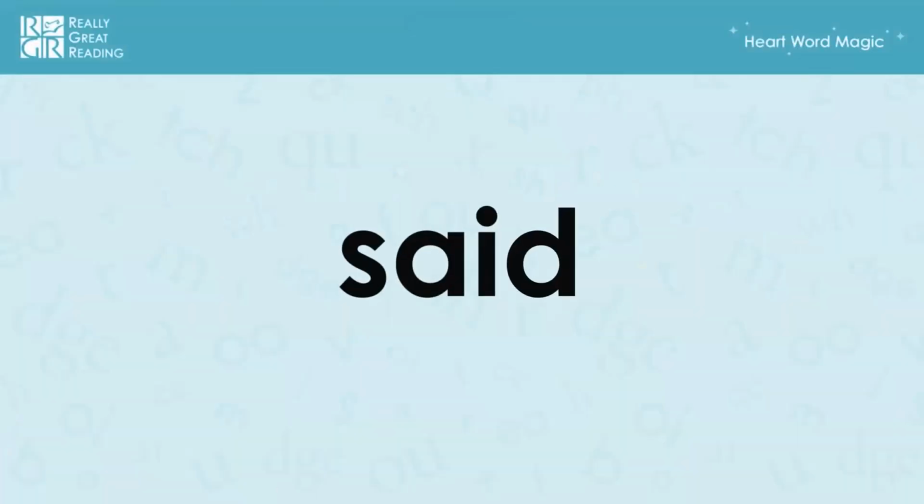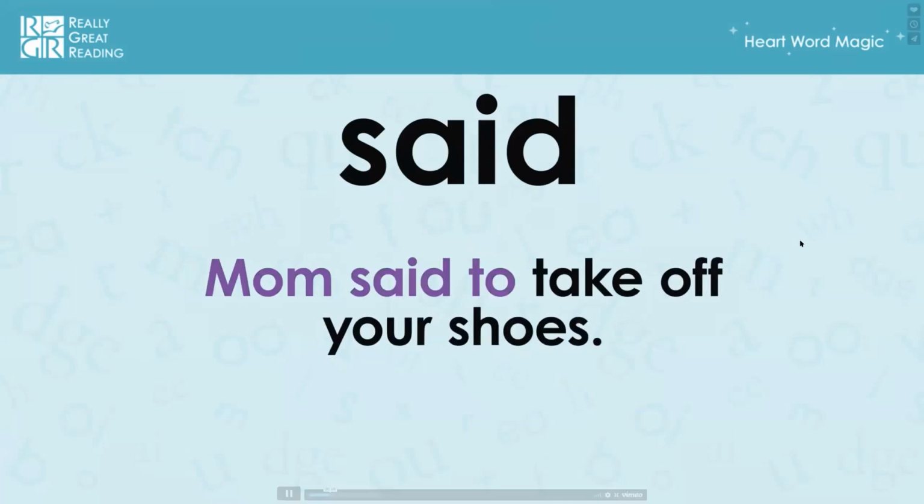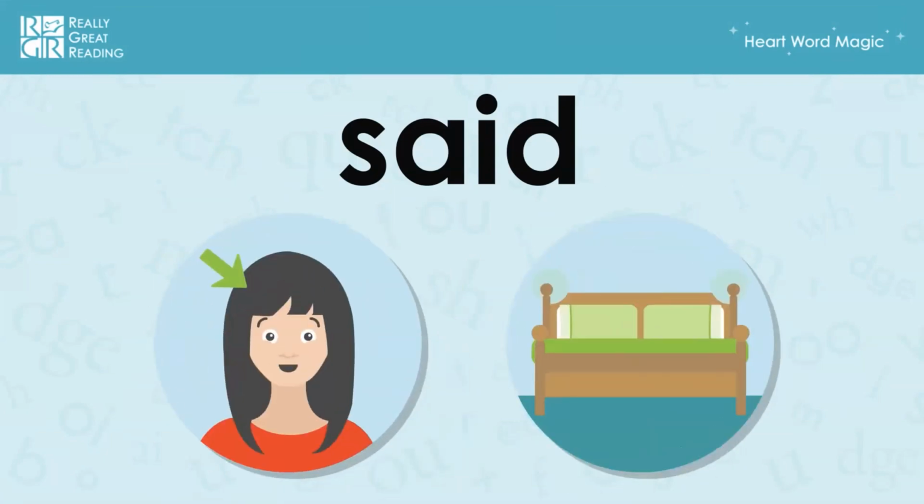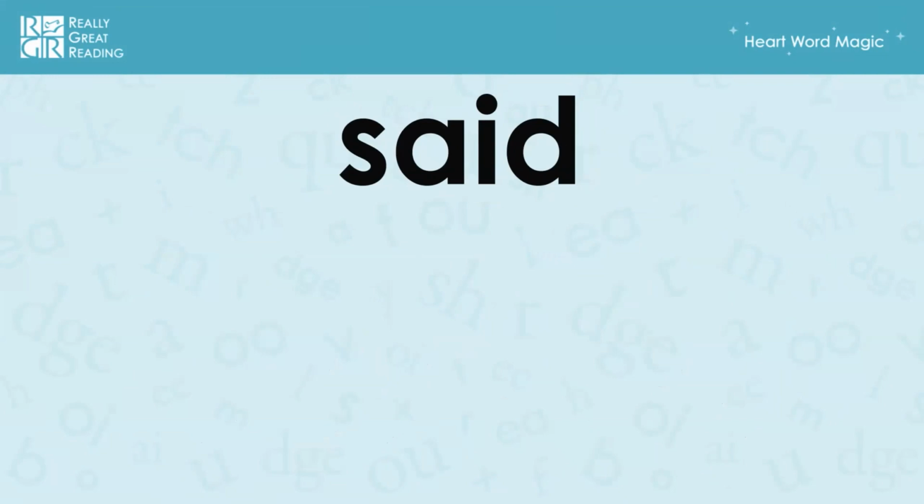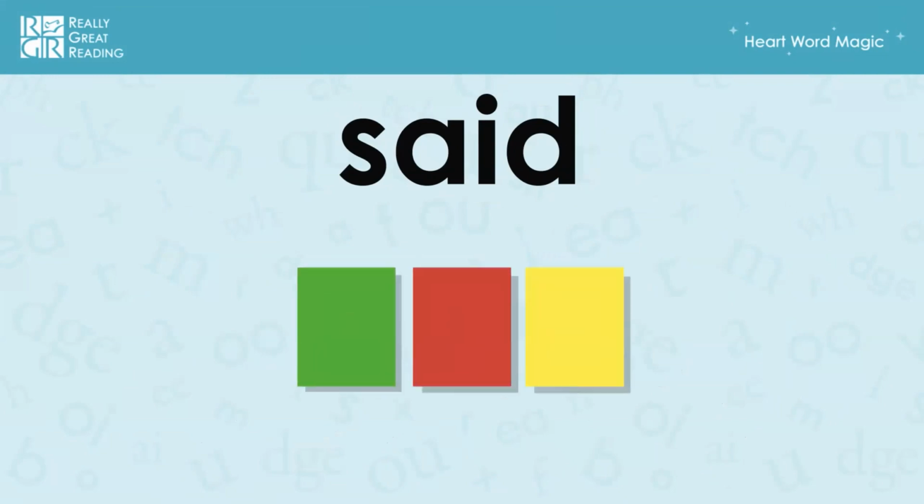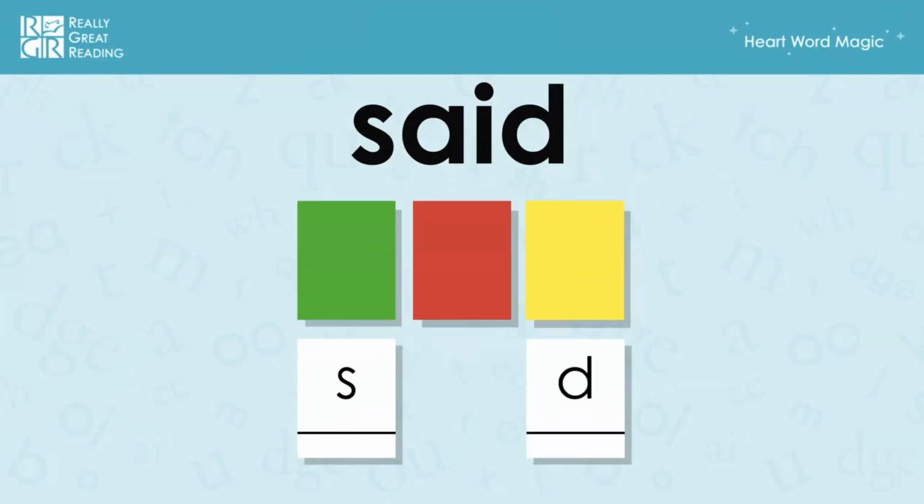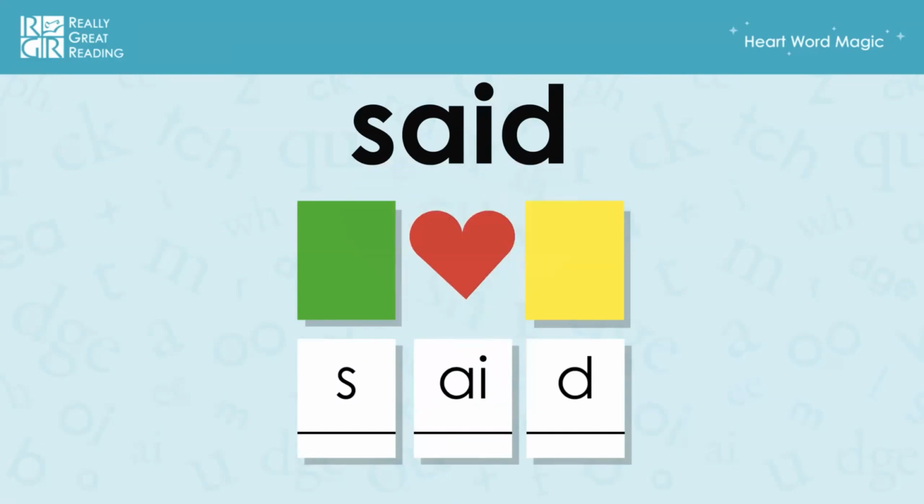Let's examine the word said, as in, Mom said to take off your shoes. Said rhymes with words you know, like head and bed. Let's see if we can figure out which parts of said we know and which parts we have to learn by heart. Said has 3 sounds, s, e, d. The first sound, s, is spelled with the letter S. The last sound, d, is spelled with the letter D. We can read these parts using our phonics knowledge. The middle sound, short E, is spelled with the letters AI. This is the one part we have to know by heart.